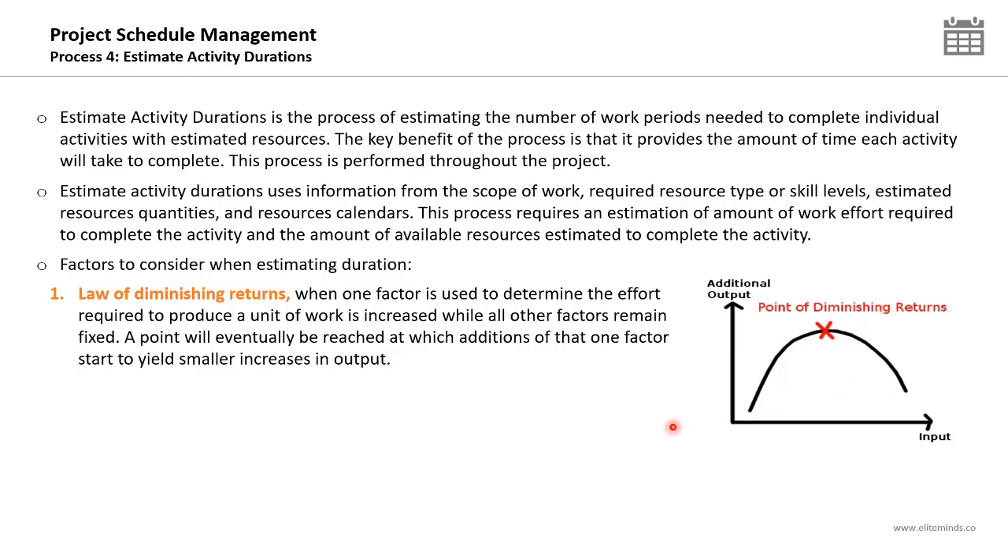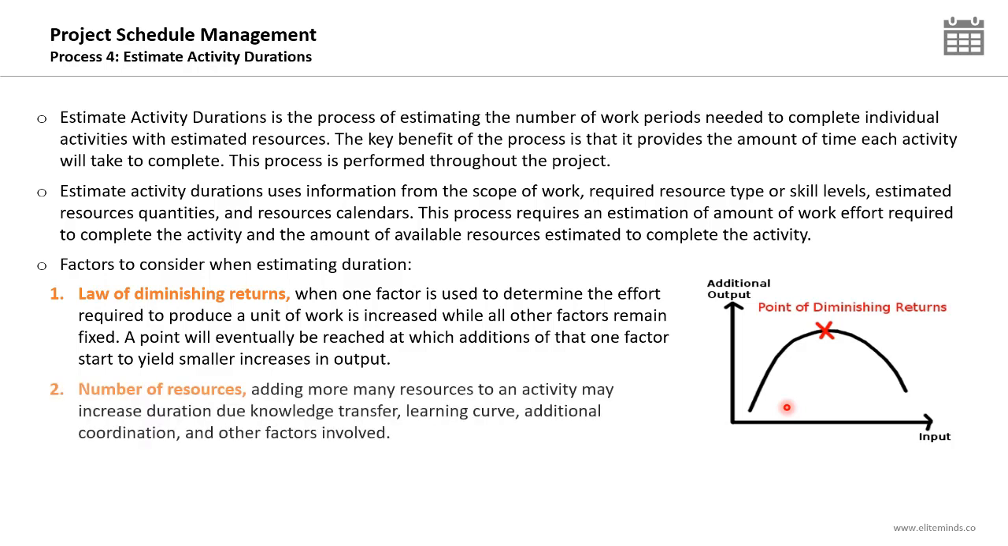Let's assume you have 3 resources working on a specific activity and they are producing 10 units per day. Adding another resource will improve the productivity. They might deliver 12 units per day. But adding another resource, and another resource, you will reach a point where adding another resource will not increase the productivity. This is the law of diminishing returns. So you need to consider this point. It's not always necessary to add resources to increase the productivity or shorten the duration of the activity. In some situations, you will reach this point and the productivity will not increase.